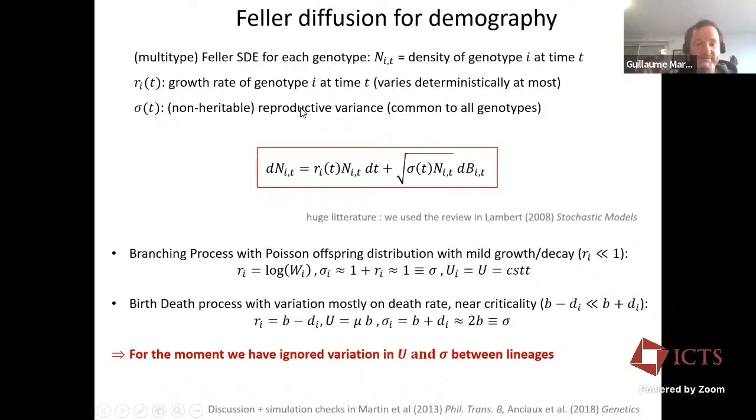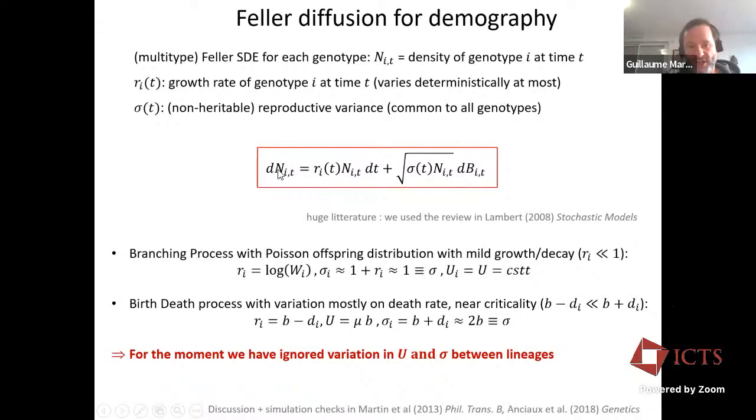Really, it's the variance of the change in log n. It's not the variance in n. The change in log n has a given variance over dt, and this variance is given by sigma. And R is our classic growth rate, which is the expected change in log n. If you have these two things defined for a given genotype, sigma might depend on i, but in our models, it's going to be common to all genotypes. That's important.